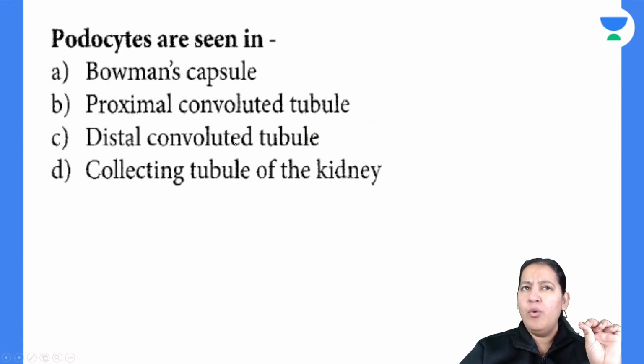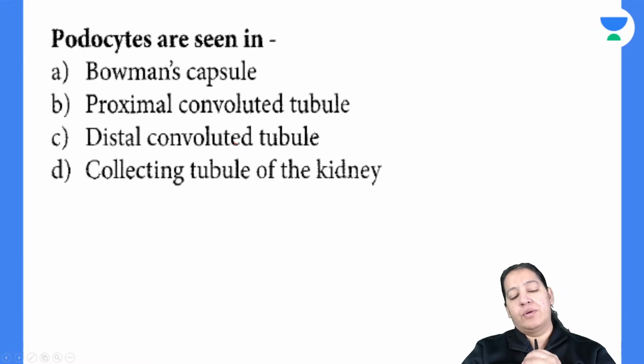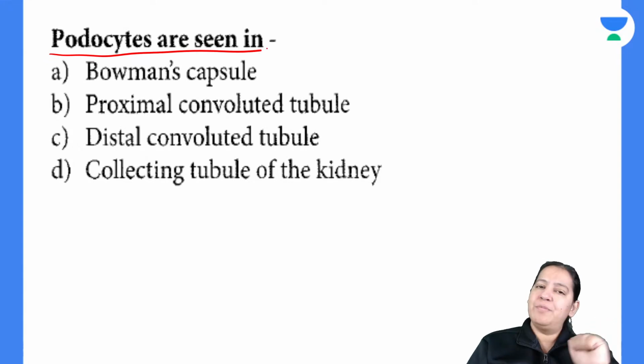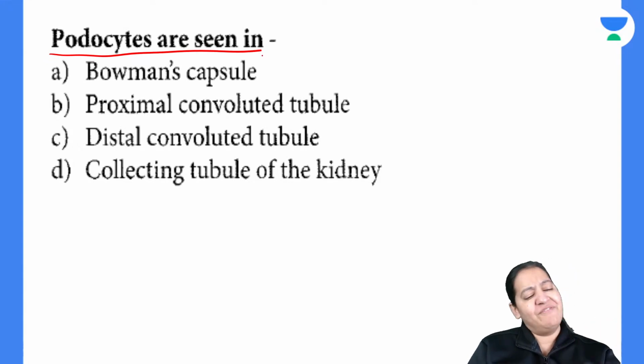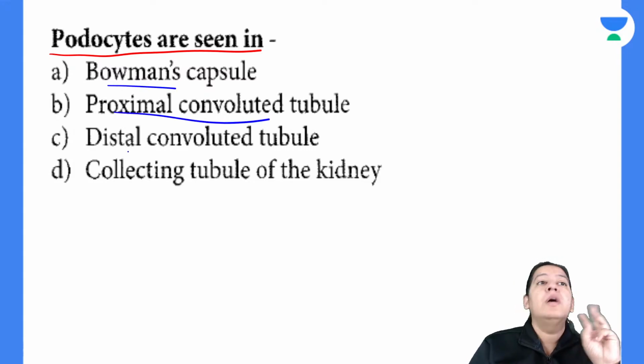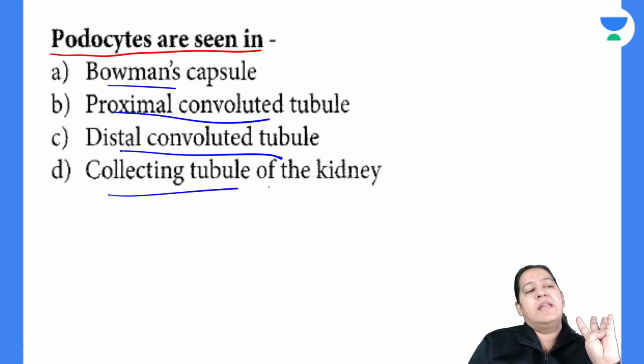There are a few MCQ questions based on this portion. So this is the first question. Podocytes are seen in which portion of the nephron? Very easy question. Podocytes are seen in Bowman's capsule, or they are seen in PCT, the proximal convoluted tubule, or they are seen in DCT, or they are seen in the collecting duct.